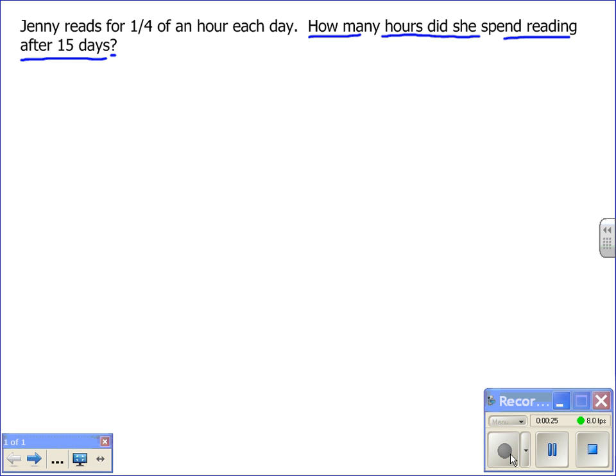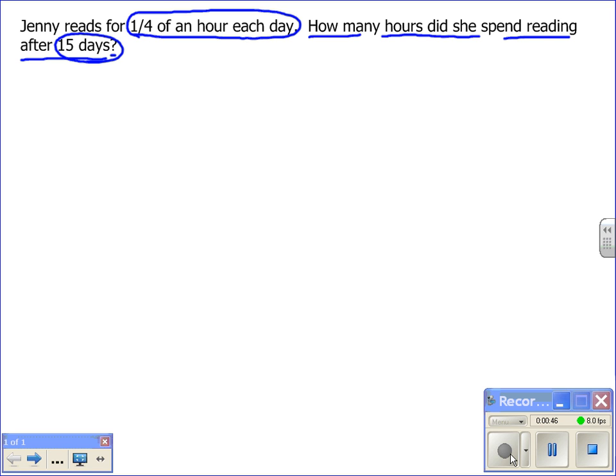Now I need to look for information that will help me answer this question. I know that Jenny reads for 1/4 of an hour each day. And I know that she reads for 15 days. To make this problem simpler, I'm going to think about how much Jenny read on one day.